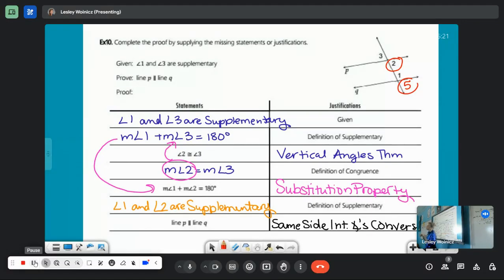Okay? Let's do some practice. I gave you guys some drag and drop proofs.